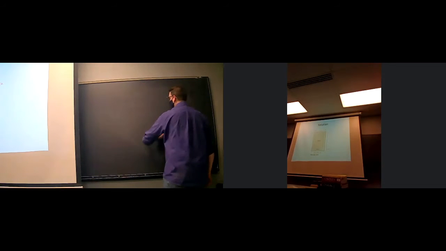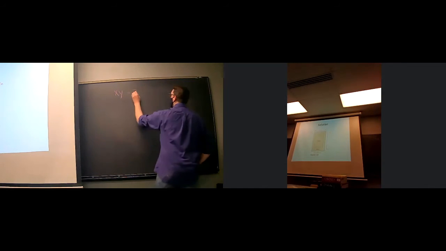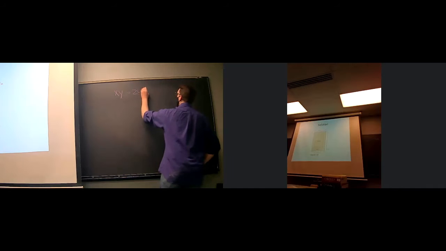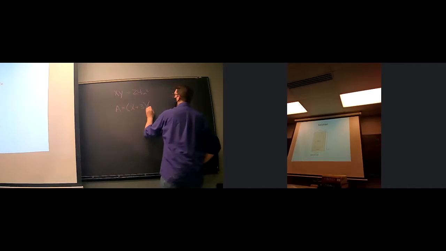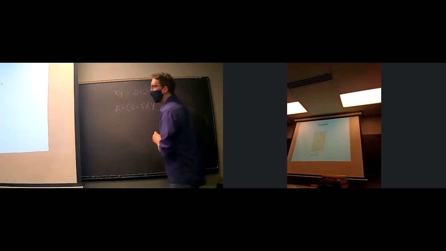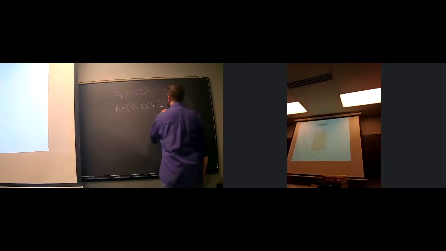So what we've got is that x times y is equal to 24 inches squared. And that the area we want to minimize will be x plus 3 times y plus 2. Yeah, I did not reverse it. Good. Now what we're trying to do is to minimize this.